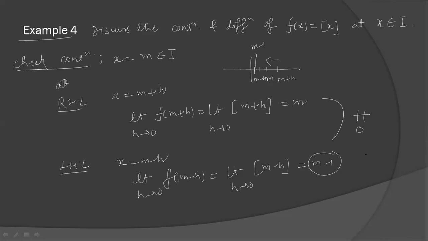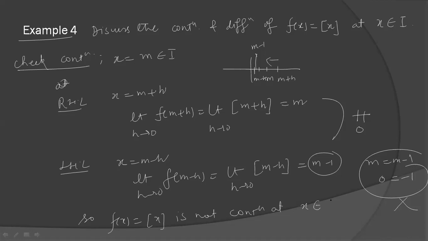You can see that these limits are not equal when m is any integer value. If you want to equate them, you will get 0 equal to minus 1, but it is not possible. It means the function is not continuous at integers. The greatest integer function is not continuous at integers. So I told you, if a function is not continuous at any point, then it will not be differentiable there also. So f of x equal to greatest integer x is not continuous at x belonging to an integer, hence not differentiable at x belonging to any integer.